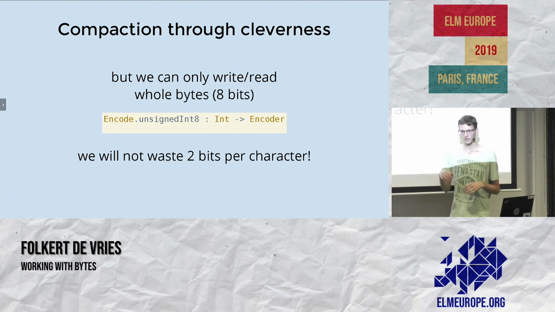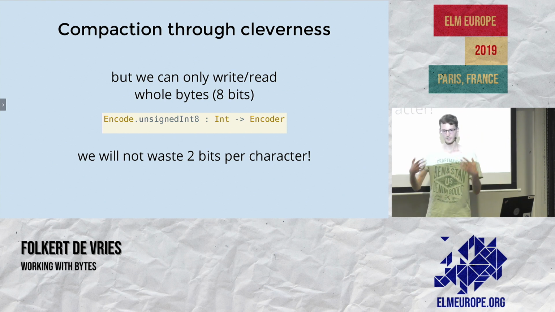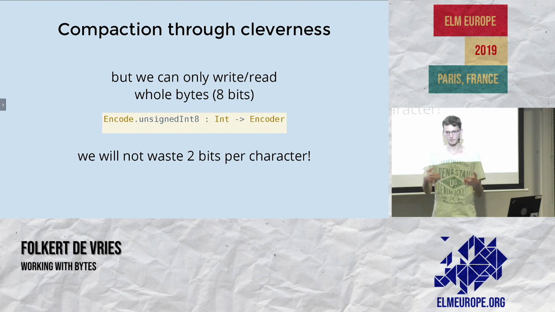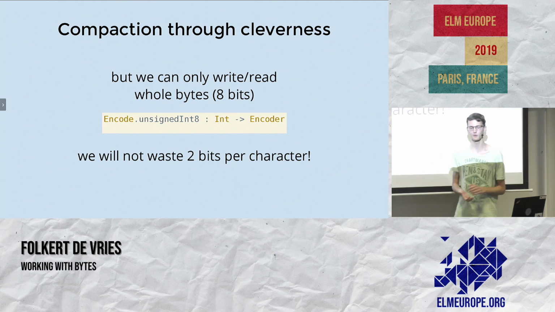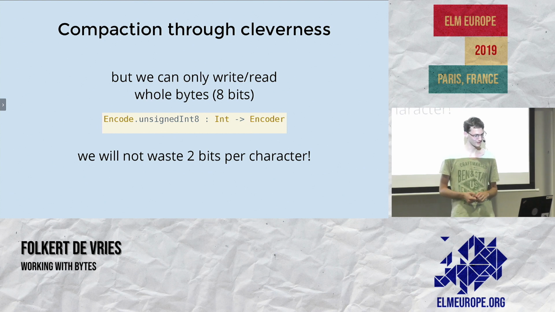But the API only allows us to write whole bytes, or multiples. So we can write 8 bits, or 16 bits, or 32, but not only 6. So we have a bit of a problem there. And we don't want to waste those 2 bits per character, because that's not what we're about. We want ultimate efficiency.